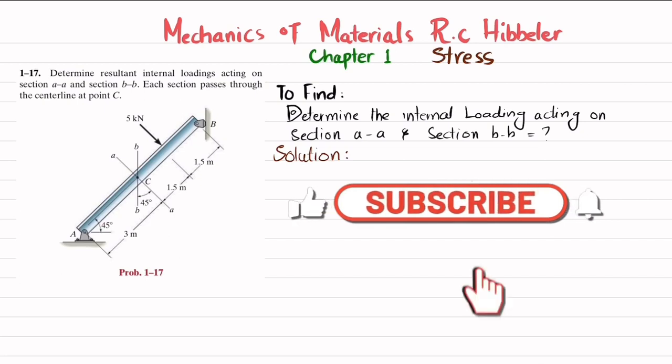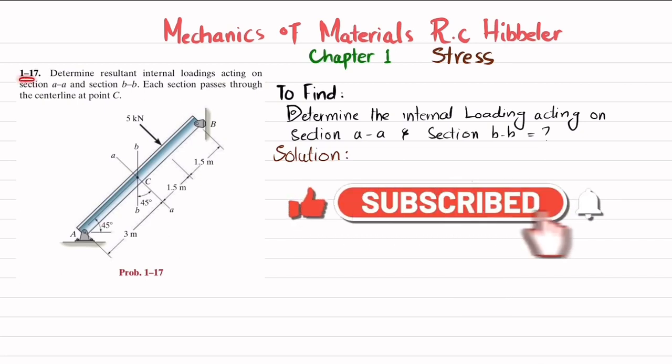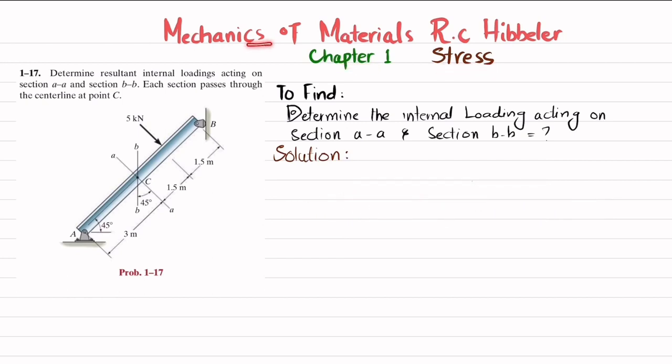Welcome back. In this video, we are going to solve problem 1-17, which is taken from chapter number 1, Stress, and the book name is Mechanics of Materials by R.C. Hibbeler. So the statement of the problem is: determine the resultant internal loading acting on section AA and section BB. Each section passes through the center line at point C. So you can see this is a beam having a pin support at point A and a roller support at point B.